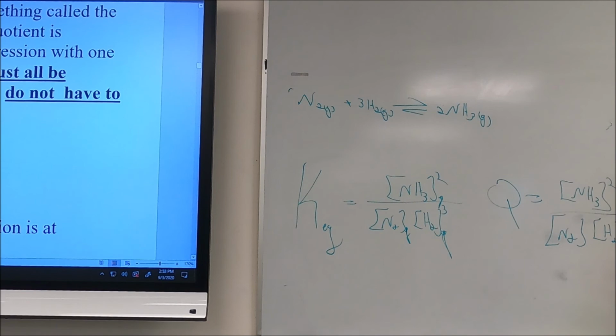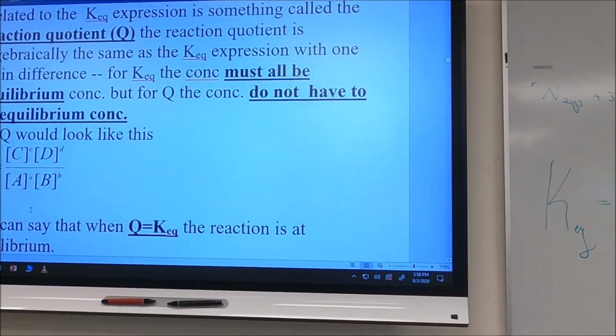Except the concentrations are equilibrium concentrations. You could say that the equilibrium expression is just one solution, the important solution of Q, the one that happens when the concentrations are equilibrium concentrations. Now, let's scoot back over and look at our screen.